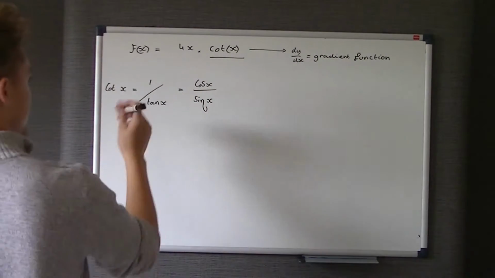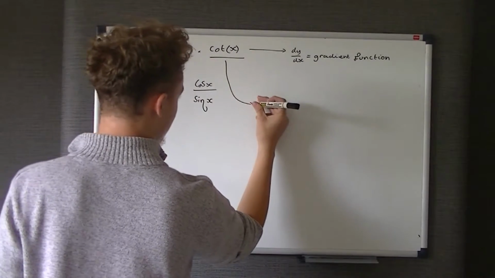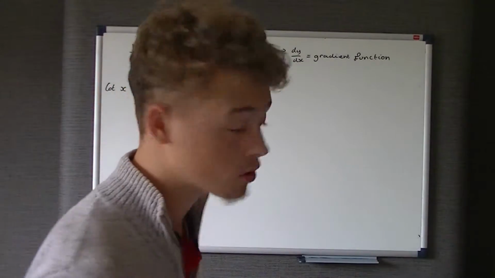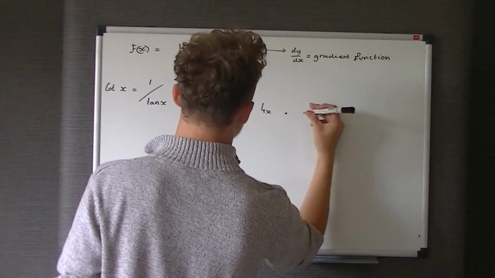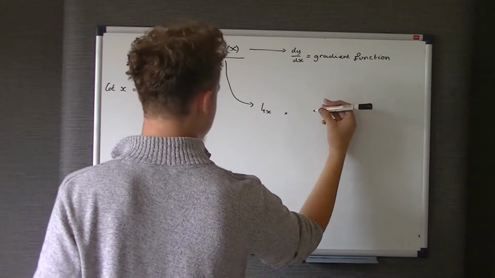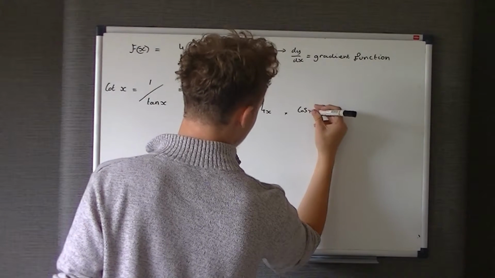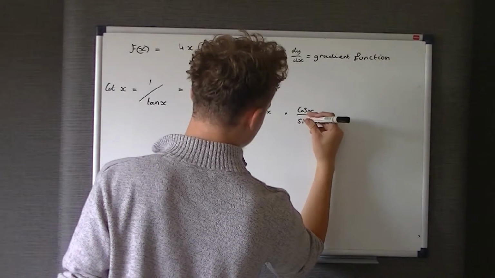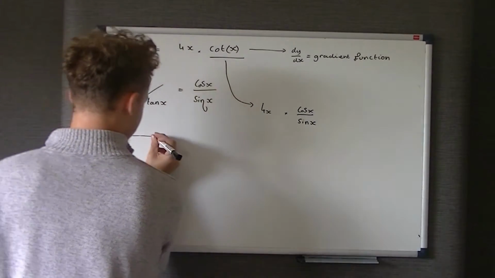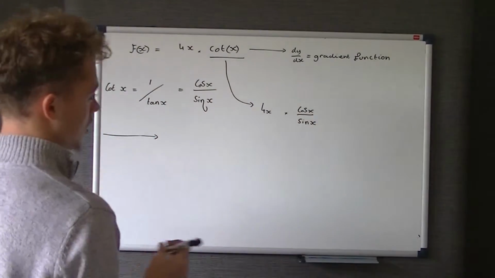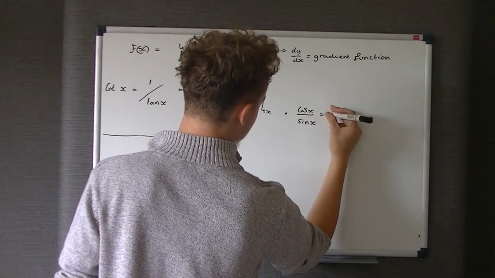And we can rewrite this function with that. We've not changed it, we've just changed the way it looks. We've not changed the mathematics behind it. So 4x times, instead of cot x, it's the same as saying cos x over sin x. So that's what we've done. Okay, so that's our new function. It's the same as the old one, just looks slightly different.